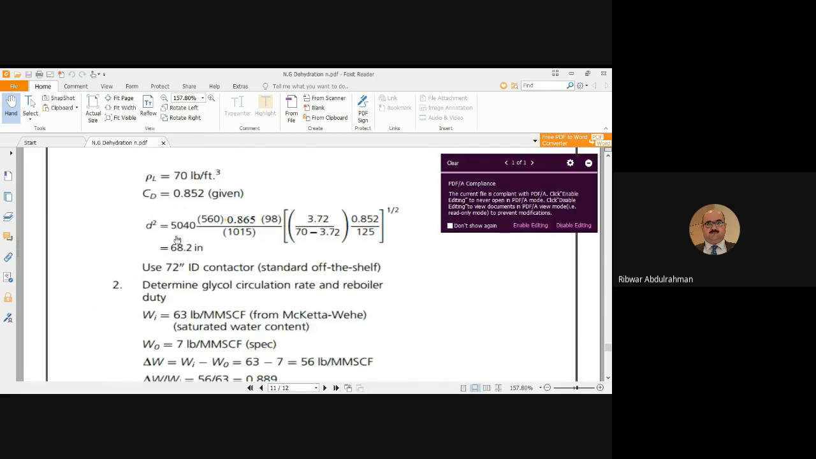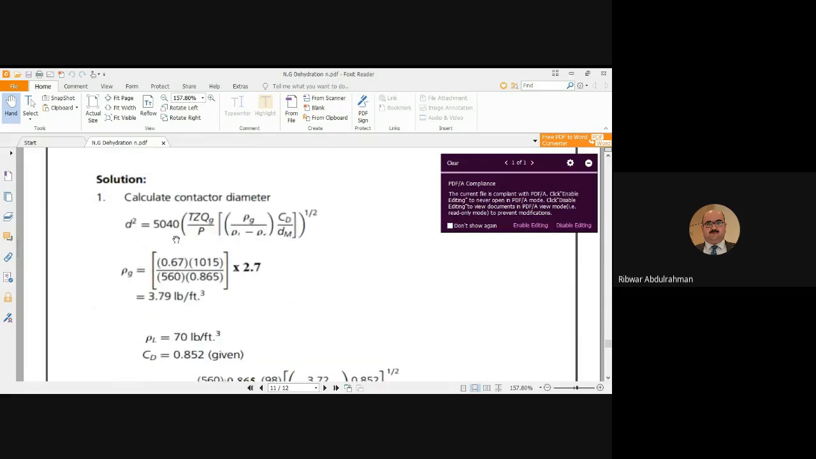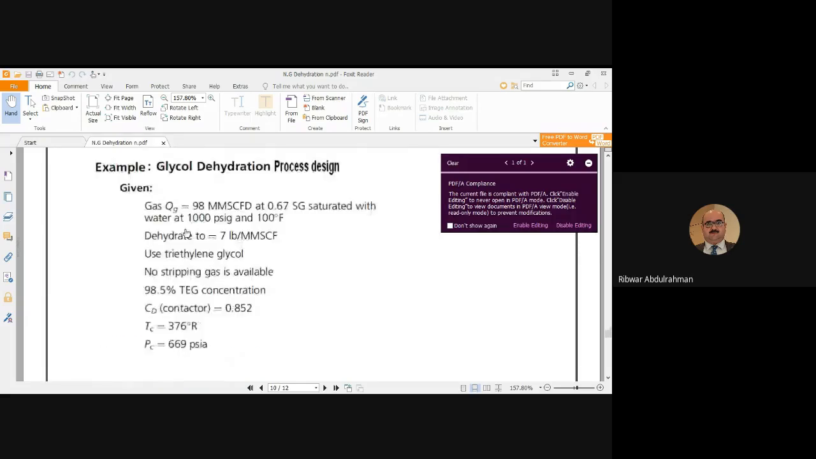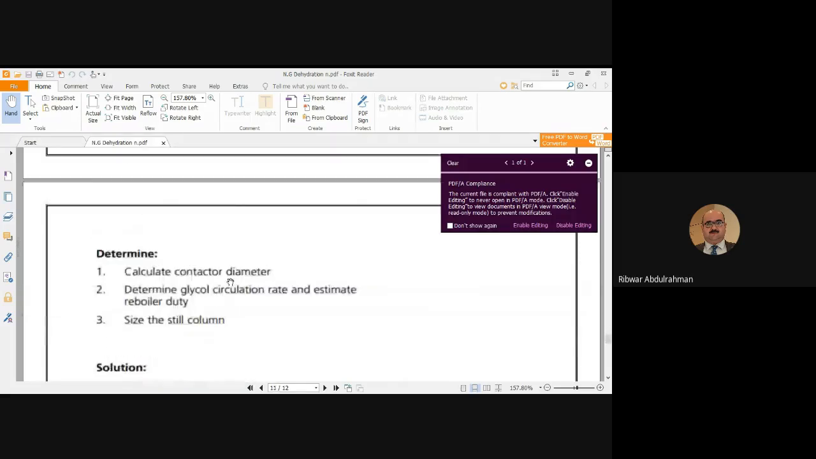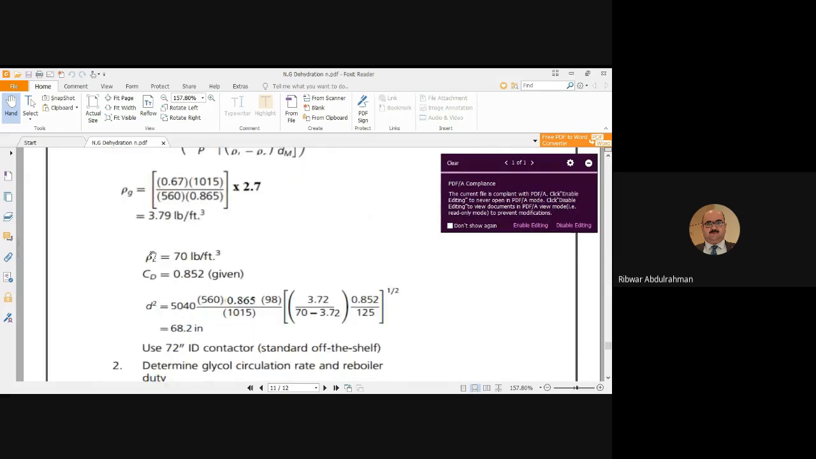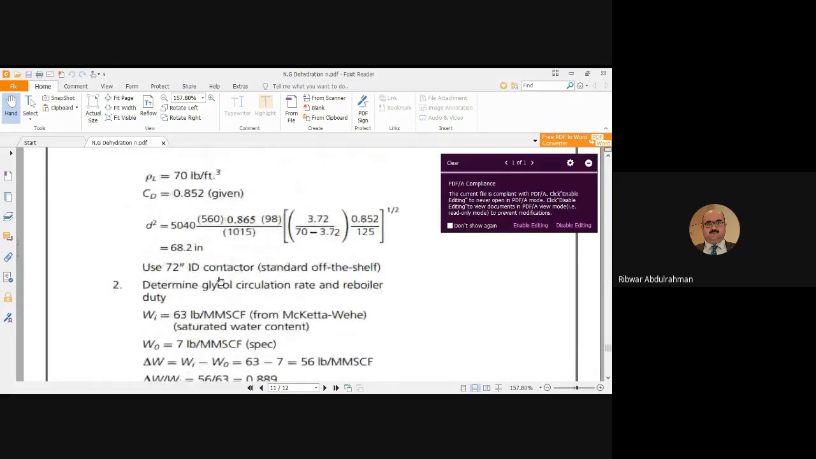As you can see, it's a very easy procedure. Almost all the information is given, for example, the compressibility factor, the DM, the CD. You just need to find out the density of the gas, and it's a very easy and simple equation to find the density of the gas. And finally, we found the inside diameter.